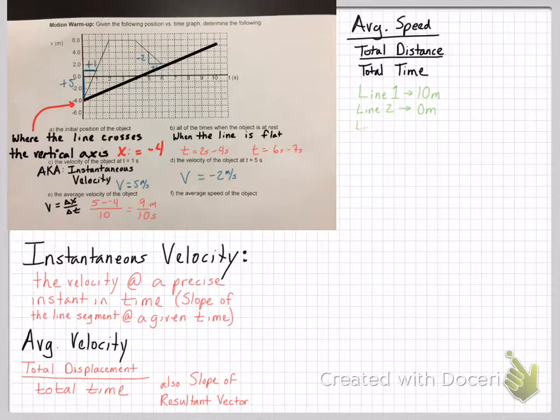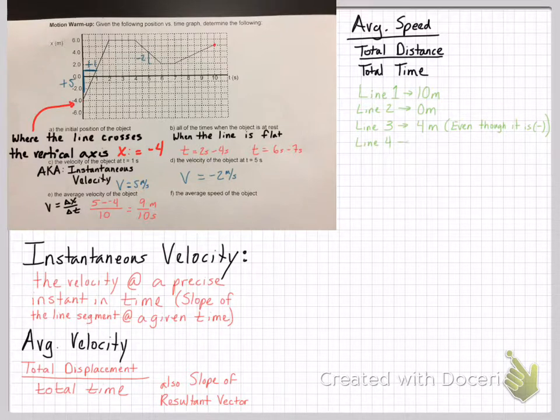Line 3, I moved from +6 to +2, which is technically -4, but we're only going to write it down as +4, even though it's negative. The negative doesn't matter. When we're looking for distance, it's always positive. That's why it's a scalar quantity. We just want the magnitude only, no direction, and a negative is considered to be a direction.